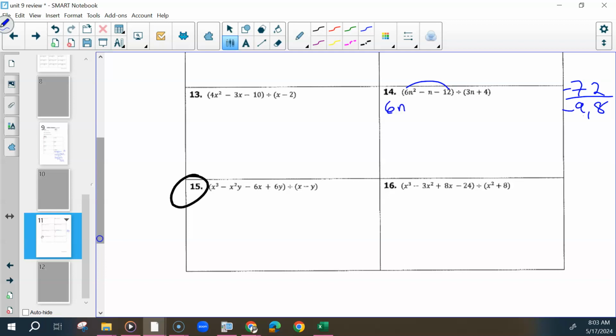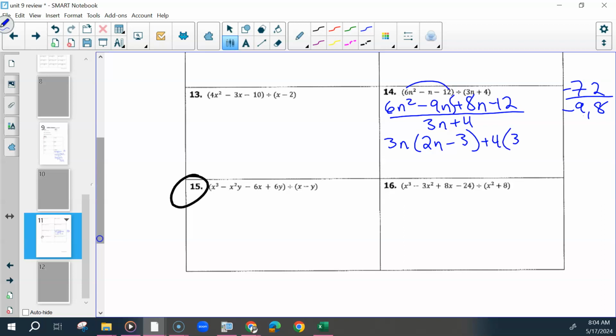We have 6n squared minus 9n plus 8n minus 12 all over 3n plus 4. And then keep going. Split the middle. What could we divide out of these first two? 3n, leaving 2n minus 3. What can we divide out of the last two? 4, leaving 2n minus 3.